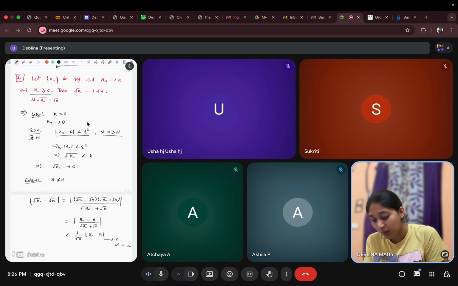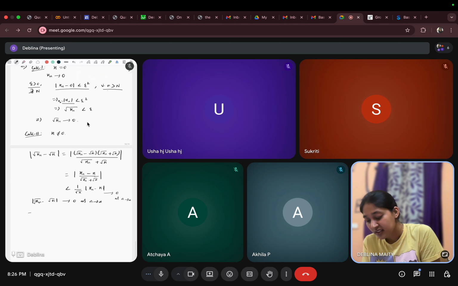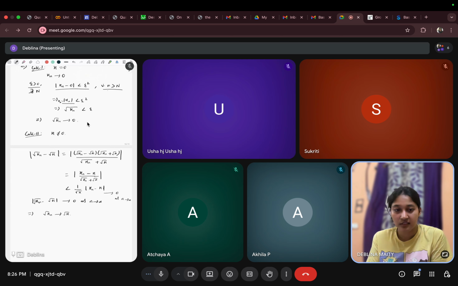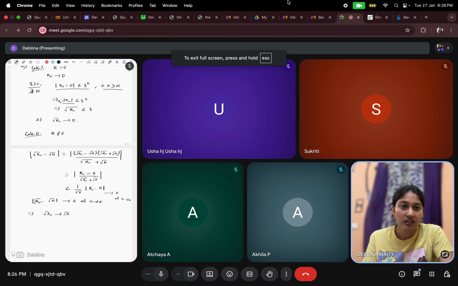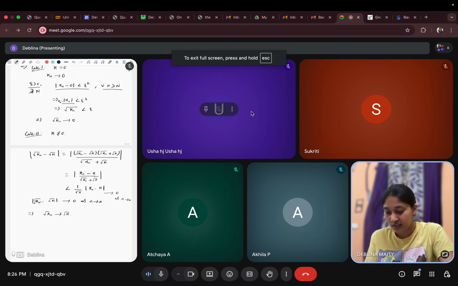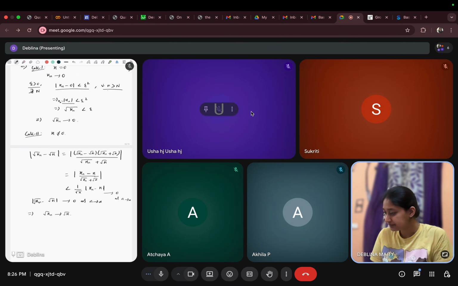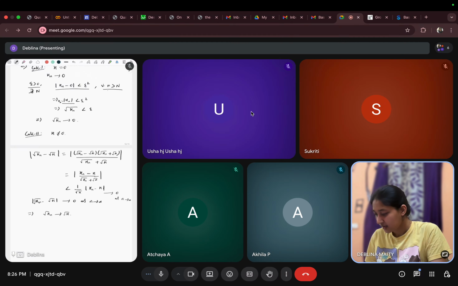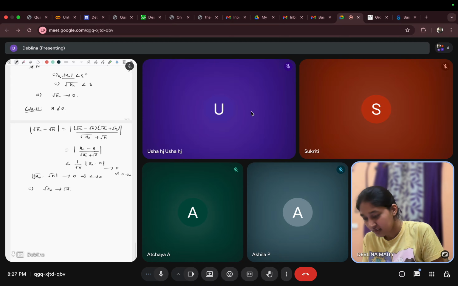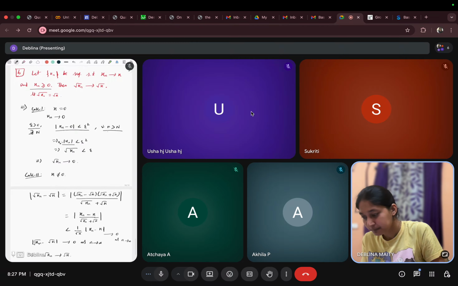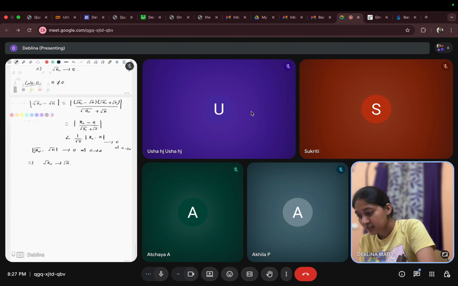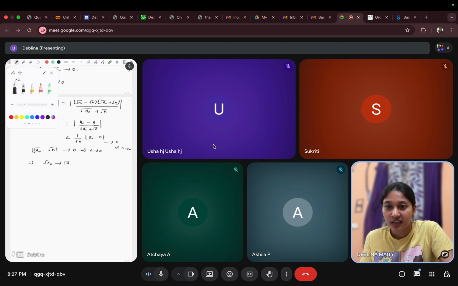So this root over xn minus root x is also going to be 0 as n goes to infinity. This means root xn converges to root x, right? So this is proved. Okay, so let's go to the next problem. If you have any doubts, you can ask me.